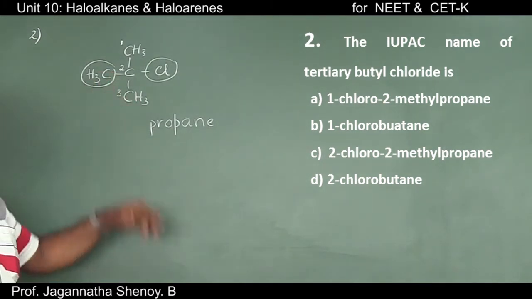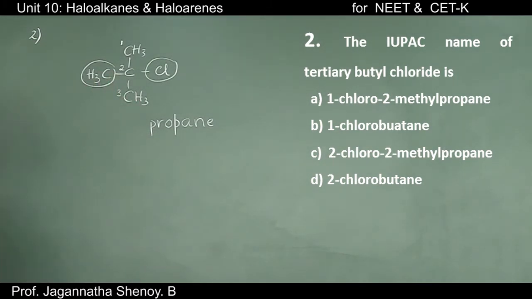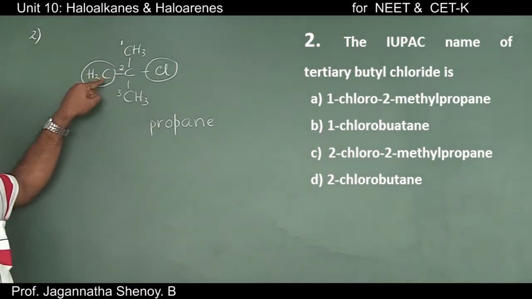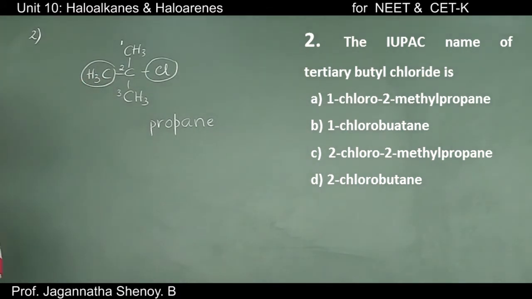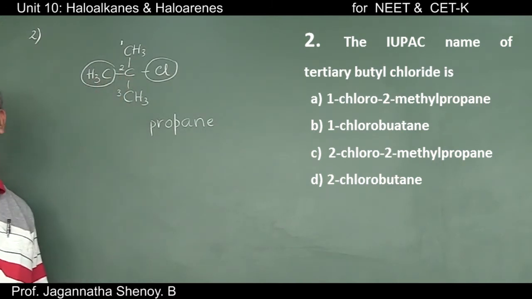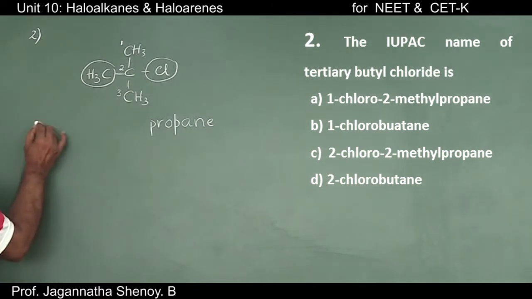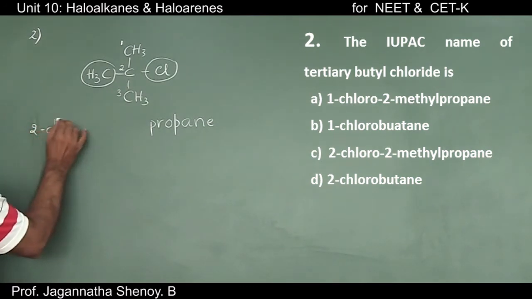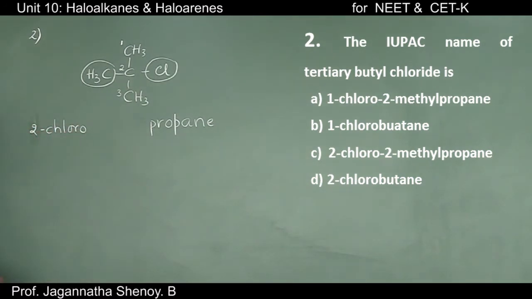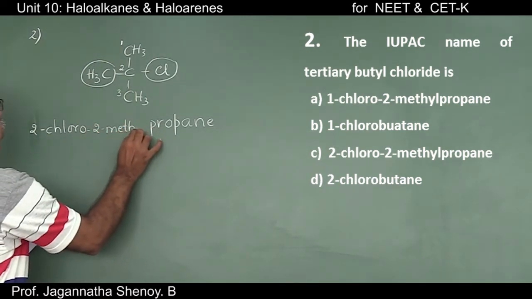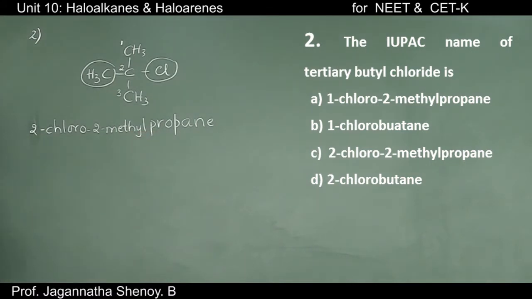Now we have to go for alphabetical order. According to alphabetical order, chloro group comes before methyl groups. And also you know that both chloro and methyl groups are present on the second carbon atom. That is why the IUPAC name of this compound must be 2-chloro. On the second carbon atom, you have a chloro group. So 2-chloro, then 2-methyl propane is the IUPAC name.